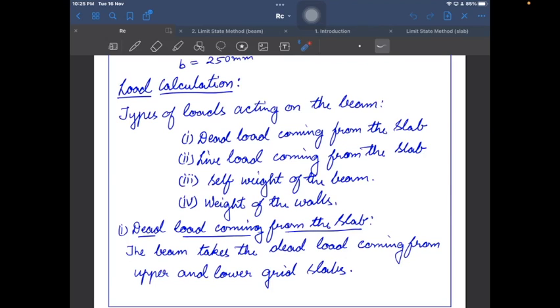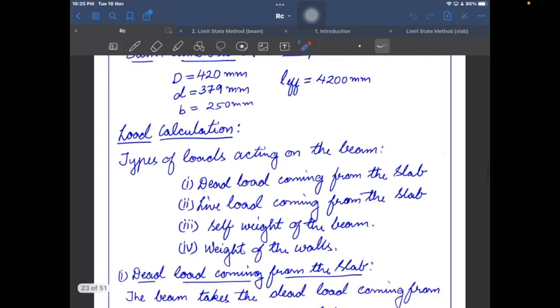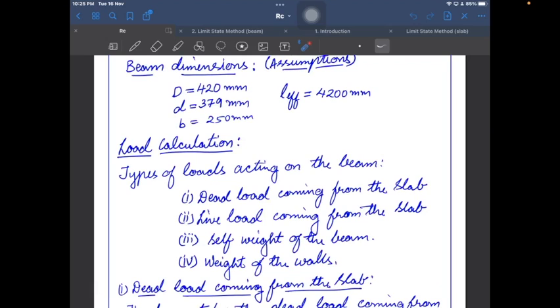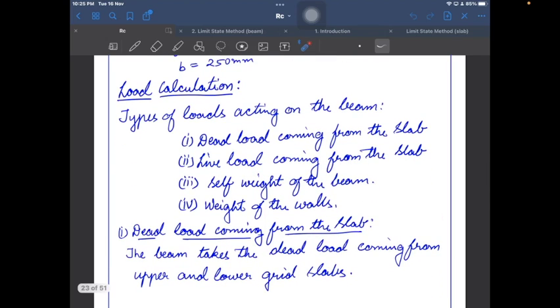So now comes load calculation. Here there are four sets of loads I have written down very clearly: dead load coming from slab, live load coming from slab, self weight of the beam, and weight of the walls. Beams are supporting slabs. So basically beams will take the load of the slab and loads coming on the slab. Load of the slab is nothing but dead load of the slab. Loads coming on the slab is live load of the slab. Slabs will have to take their own load, and they have to take live load. So that is the case.